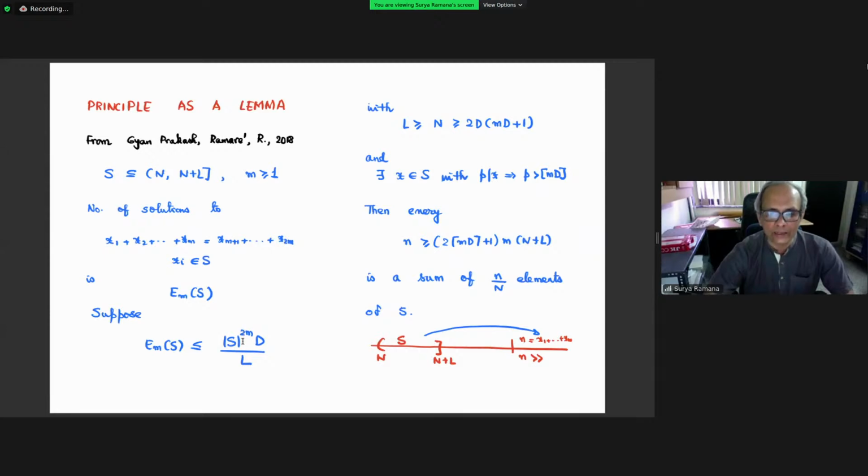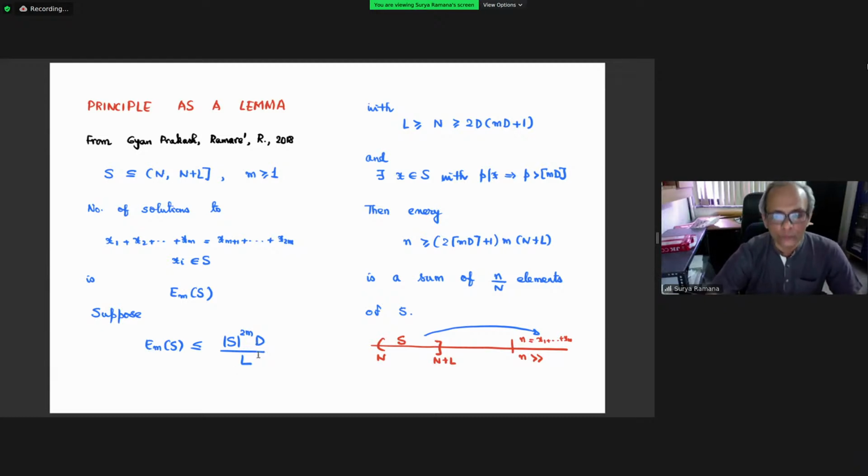Now, cardinality of S to the 2m by L is basically the expected bound for the number of solutions. Because for each of these variables belonging to S, you get cardinality of S choices for all variables except the last one. And the chance that the last one belongs to S is, naively speaking, the cardinality of S by the length of the interval, which is |S| by L. So the expected upper bound for E_m(S) would be cardinality of S to the 2m by L. So this D represents some sort of a distortion from the naively expected upper bound.